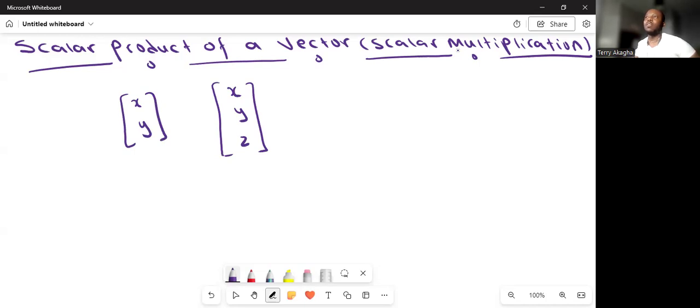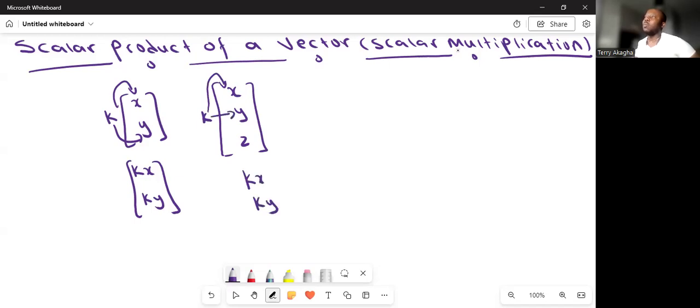So if, for instance, you're multiplying this by k, k is going to multiply x to give you kx, okay? K is going to multiply y to give you ky. Does that make sense? If you're multiplying this by k as well, same thing. K is going to multiply x to give you kx, multiply y to give you ky, and multiply z to give you kz. So that is what I'm trying to say. You have to multiply each and every one of these, all right?